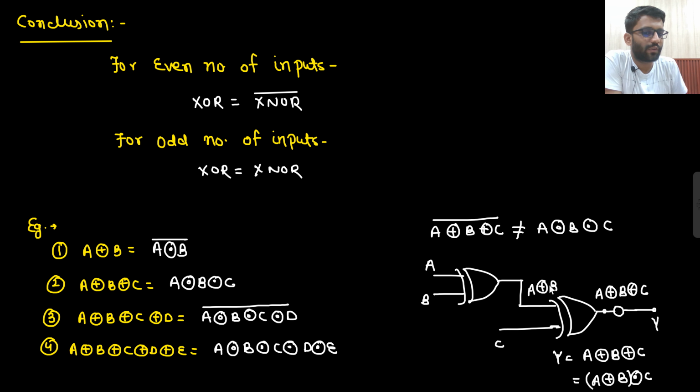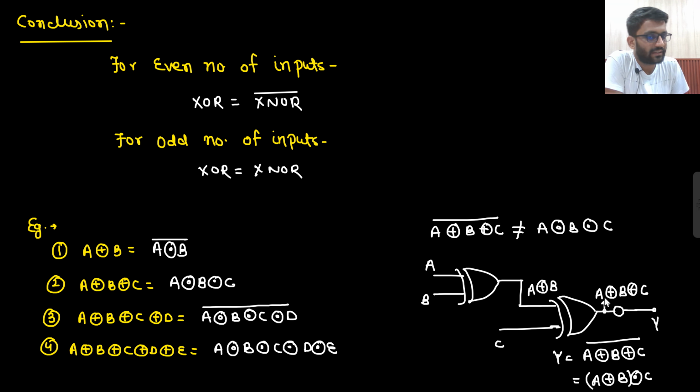And what will be the XNOR of A XOR B and C? That would be A XOR B XNOR C. So A XOR B XOR C and then bar would be equal to A XOR B XNOR C. Are you getting this point? At this point I am getting this value, and then there is a bar. So here I will get A XOR B XOR C bar.